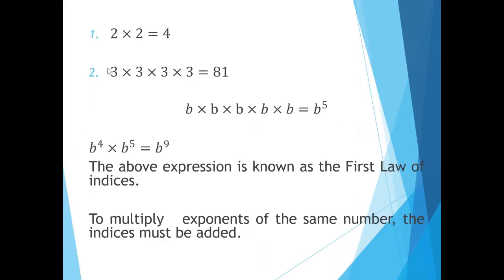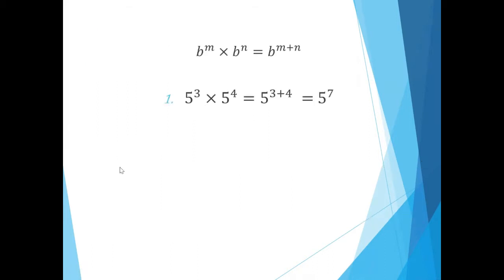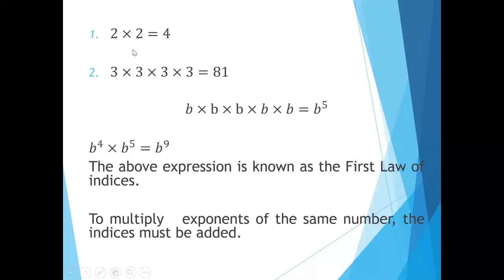And so when we look at this one, what we are saying is that we have our values over here. That is 2 times 2 will give us 4. 3 times 3 times 3 times 3 will give us 81. And then we look at these first two examples and we see that 2 is raised to the power 1 and this 2 is raised to the power 1. So when we add the indices, we get 2 raised to the power 2 and that gives us 4. Over here we have 3 times itself 4 times. So we say that 3 raised to the power 4 because each of them is raised to the power 1.